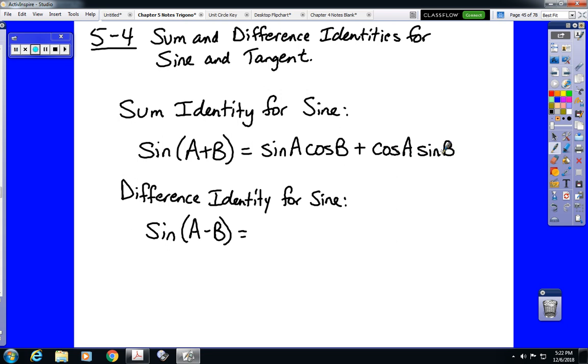Now that's very similar to the difference identity for sine. In fact, the pattern of sines and cosines is exactly the same. It starts off sine of a, cosine of b. The only difference is that there's a minus sign in the middle. So it would be minus cosine of a, sine of b.